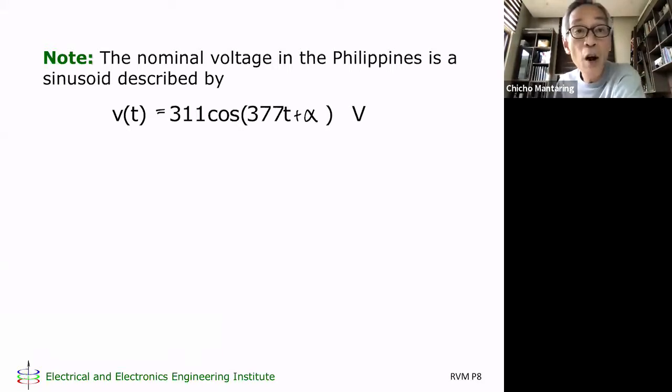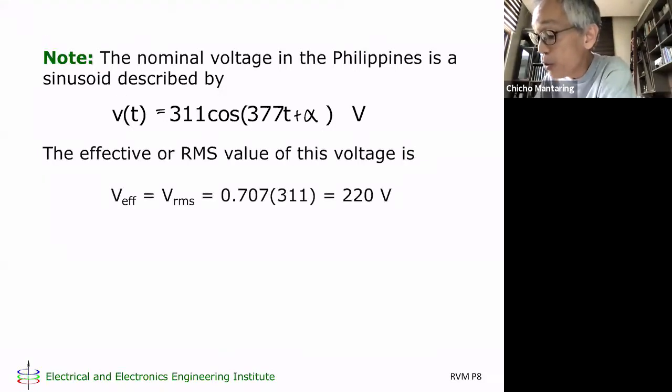Sorry. Now, the nominal voltage in the Philippines is a sinusoid described by V of t is equal to 311 cosine 377 t plus alpha volts. I already told you this earlier. Saan nanggaling ito mga numero to? The effective value of this voltage is 311 divided by square root of 2, which is 0.707 times 311, yun yung 220. So that's why when we specify the voltage that comes out of our outlet, that is actually the effective value. That is not the amplitude.